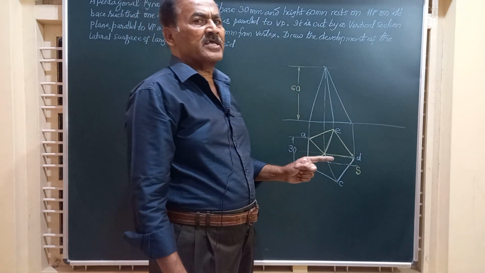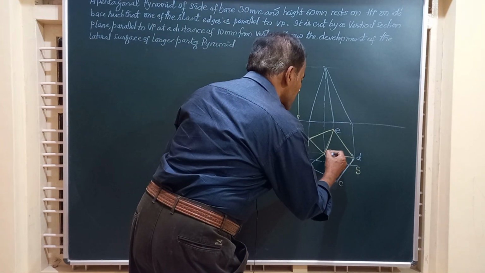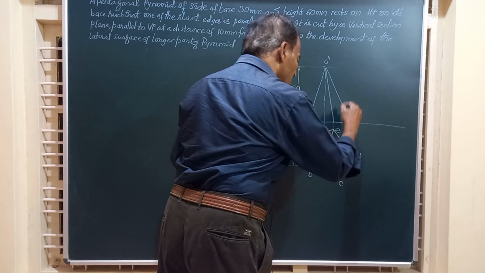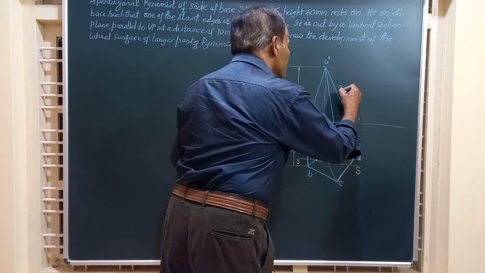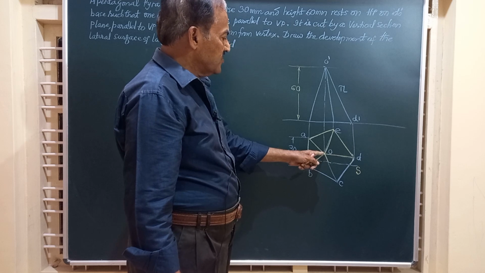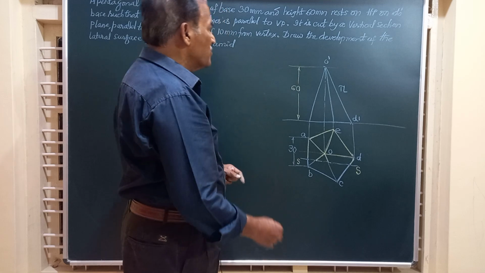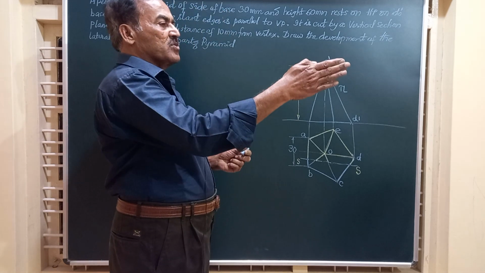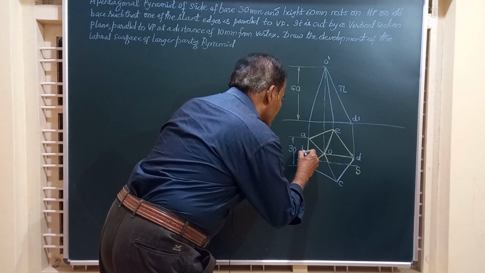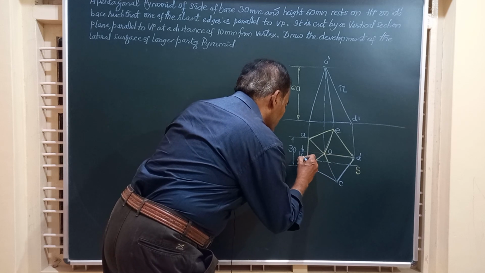It has to be placed on HP such that one of the slant edges, say this OD, is parallel to VP, and this will give you O dash D dash, the front view of that, and in fact this will also give you the true length. I am joining this O, the vertex, to all the corners A, B, C, D, and E. And I am going to draw this section plane which is vertical, that is seen as a line in the top view at a distance of 10 millimeter from the axis of the vertex. So it is 10 mm from there.